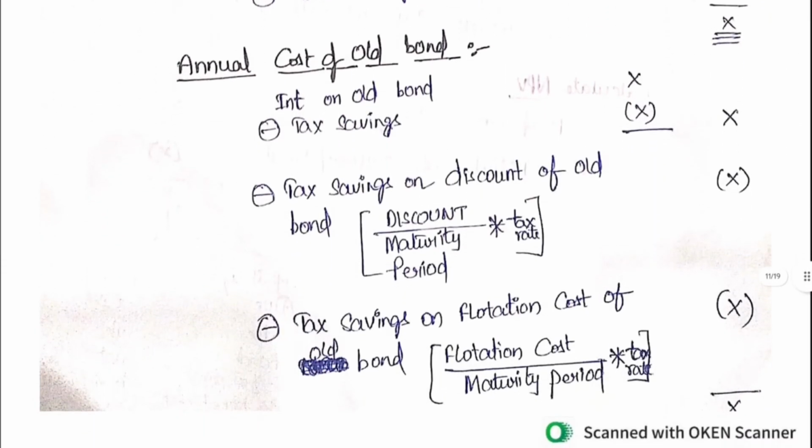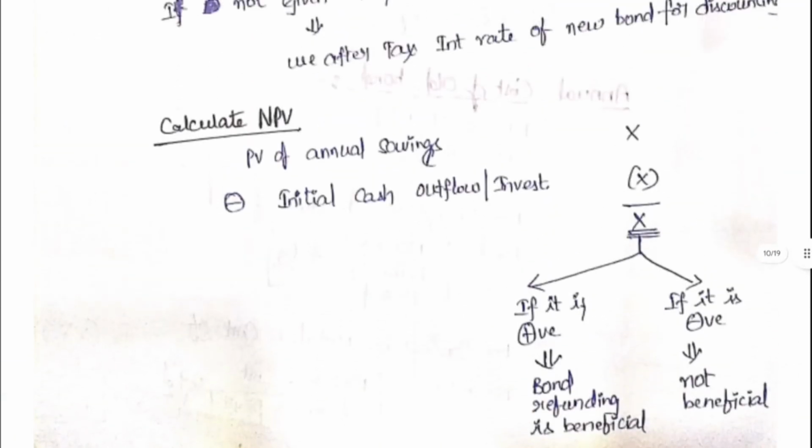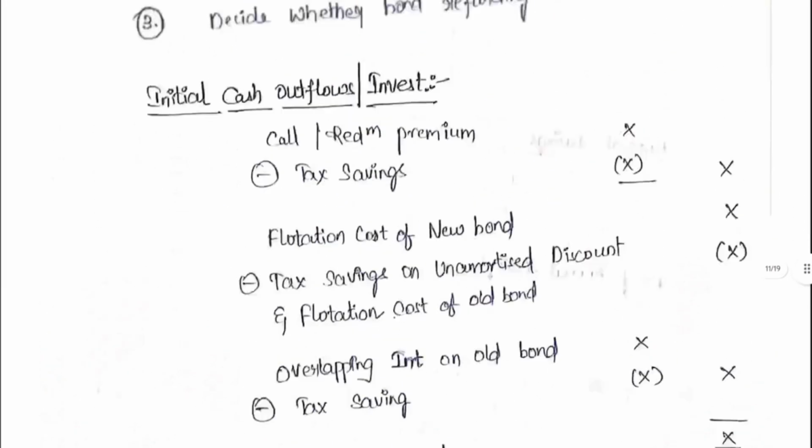Annual cost of old bond. Interest on old bond less tax savings. Less tax savings on discount of old bond, that is discount divided by maturity period into tax rate. Less tax savings on flotation cost of the old bond, that equals flotation cost divided by maturity period into tax rate. We will get annual cost of old bond.